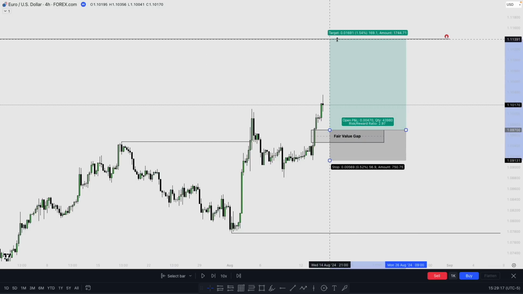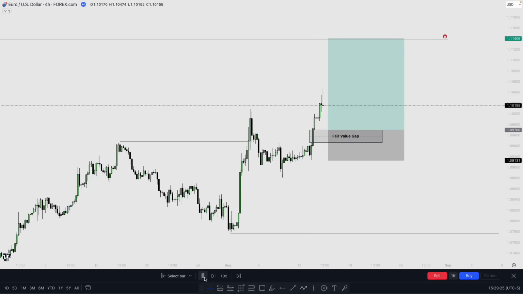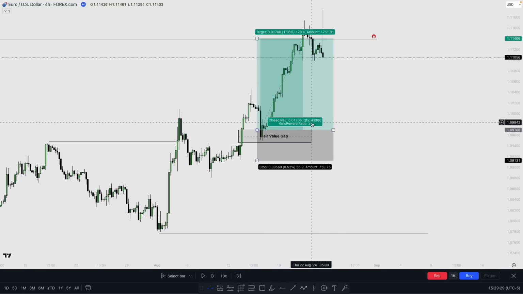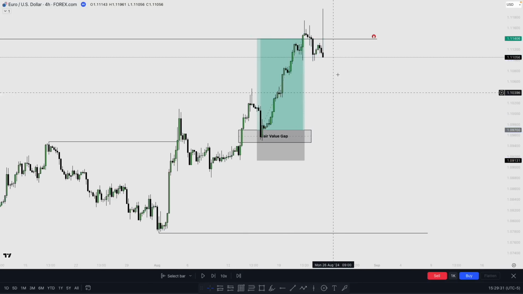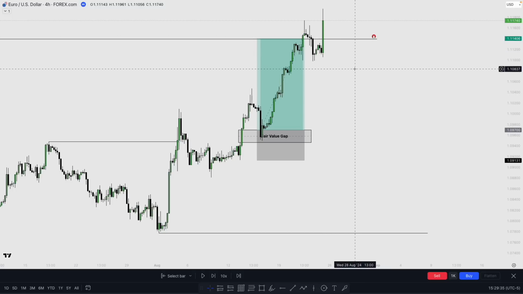Now we move our take profit to our draw of liquidity. Let's just make this a clean 3-to-1, and we play price forward to see what happens. There we get a tap into our trade, and the market runs and seeks out external range liquidity on the weekly time frame.